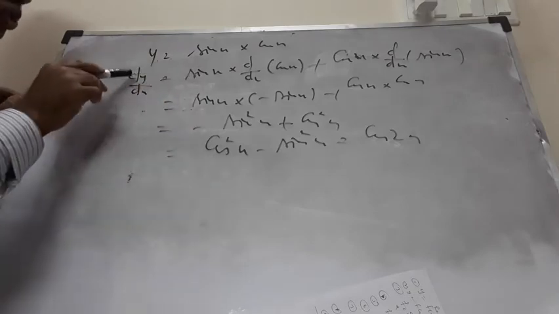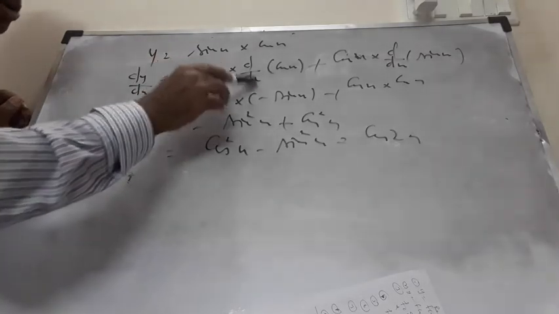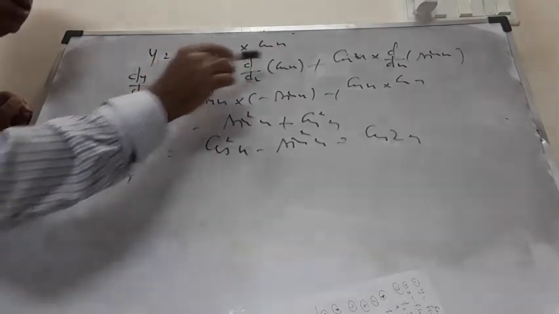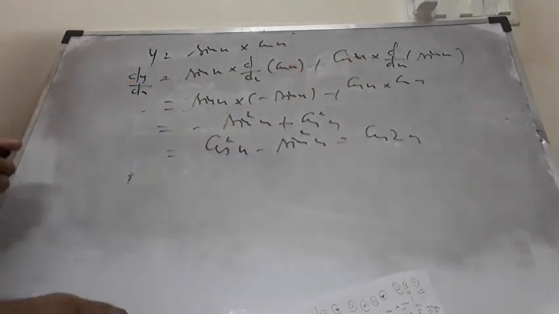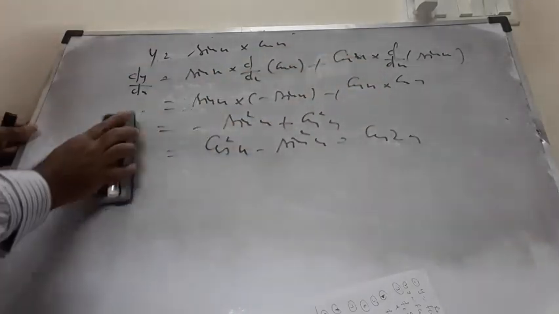Let me repeat. dy by dx is sin x into d by dx of cos x plus cos x into d by dx of sin x, that is, first function into derivative of second plus second function into derivative of first. Sin x into minus sin x plus cos x into cos x. Therefore, cos square x minus sin square x. This is the application of the product rule of differentiation.